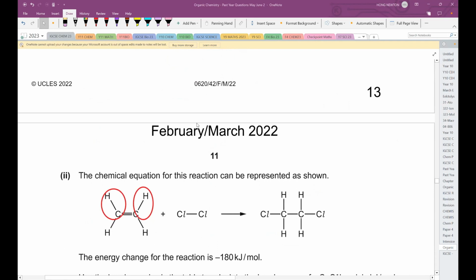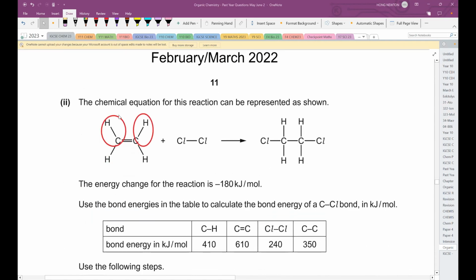Okay, next one, we're going to look at the calculation parts. The chemical equation for this reaction can be represented and shown here. So the energy change for the reaction is actually negative 180. If it is negative, we know that the energy becomes lesser. Negative meaning that where does the energy go? The energy will be lost to the surrounding.